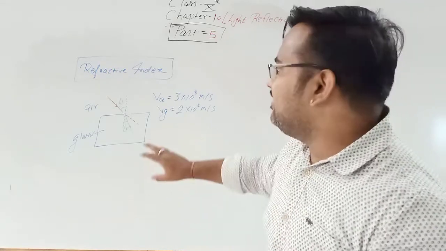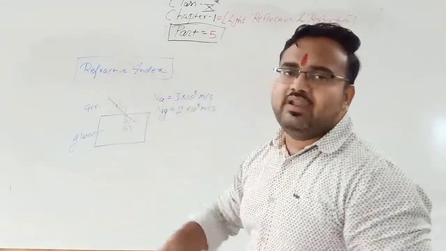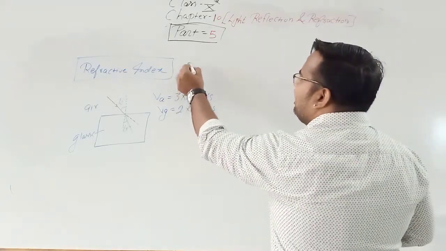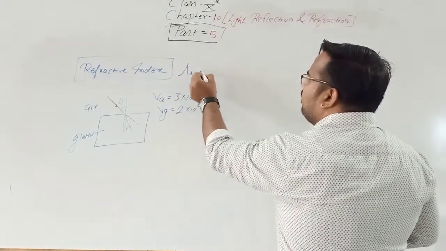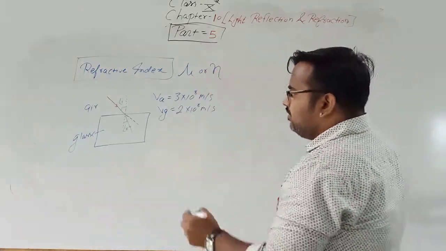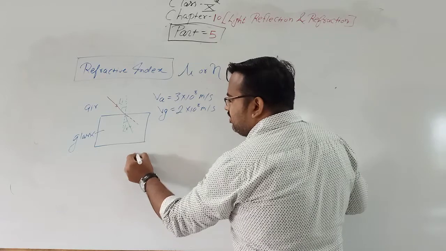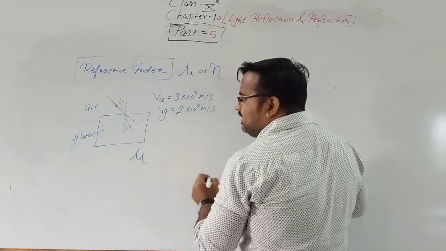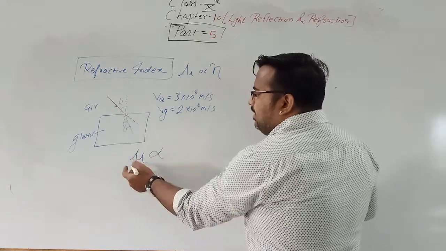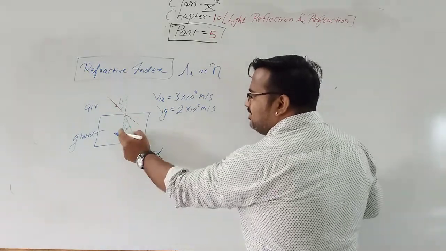Optical density is measured by the quantity known as refractive index. The refractive index is measured by the letter mu or n. Clear? So suppose the optical density of this glass, I have taken the refractive index of this glass.